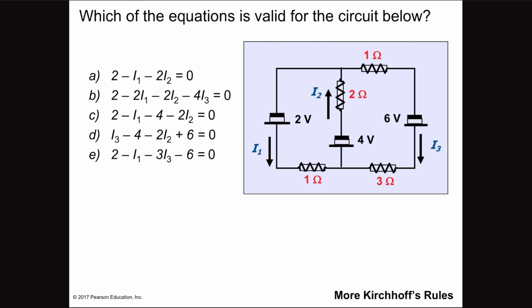All right, take a look at this one. Which of the equations is valid for the circuit below? So here we have a bunch of batteries, and then we have a bunch of resistors in there, and they even labeled the currents for us, which is nice. So we can just use the directions they gave us.